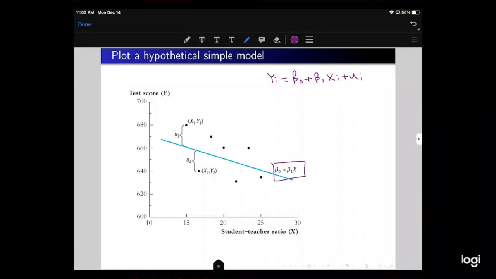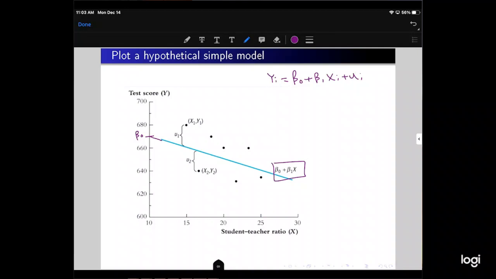If we set x equal to 0, beta 0 is just going to be the intercept. So if we drew this, extended that to the y-axis, where this intersects the y-axis, that's beta 0. And the slope is just beta 1. This is negative in this case because it's downward sloping.